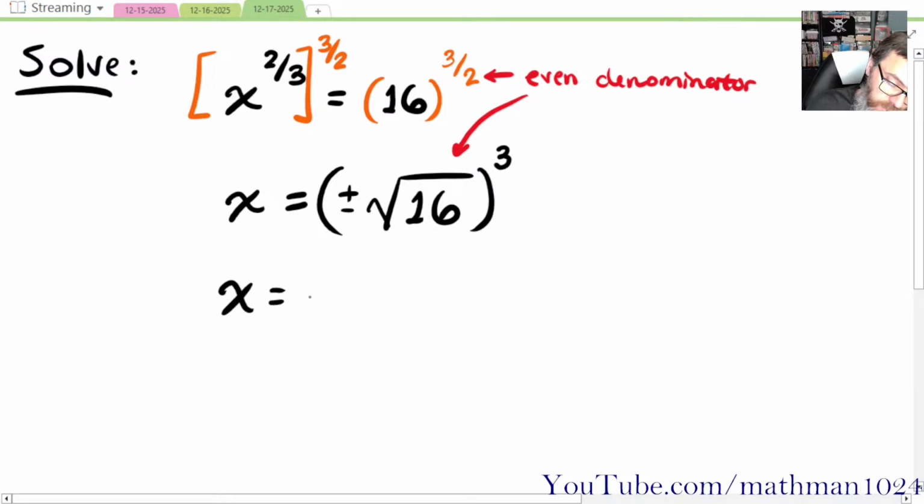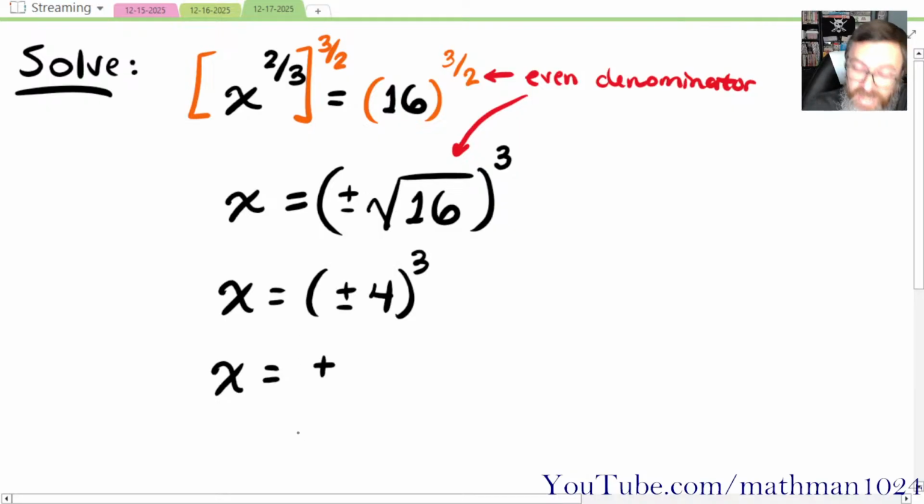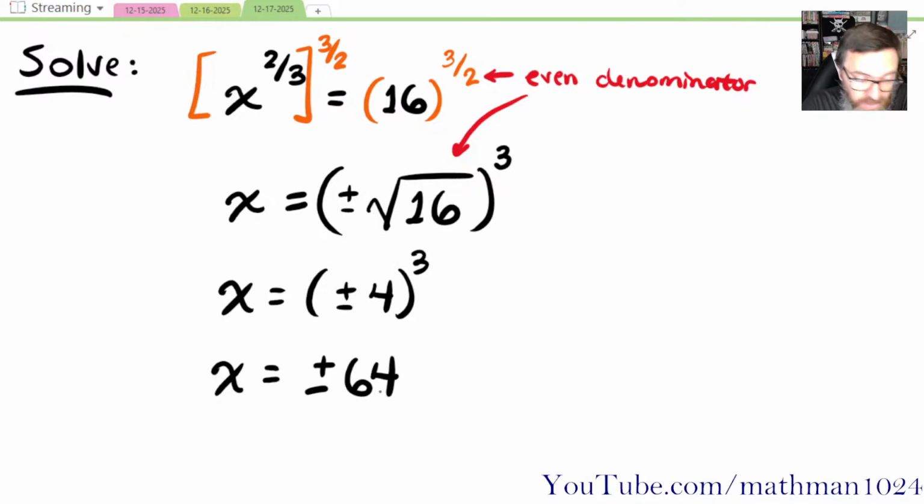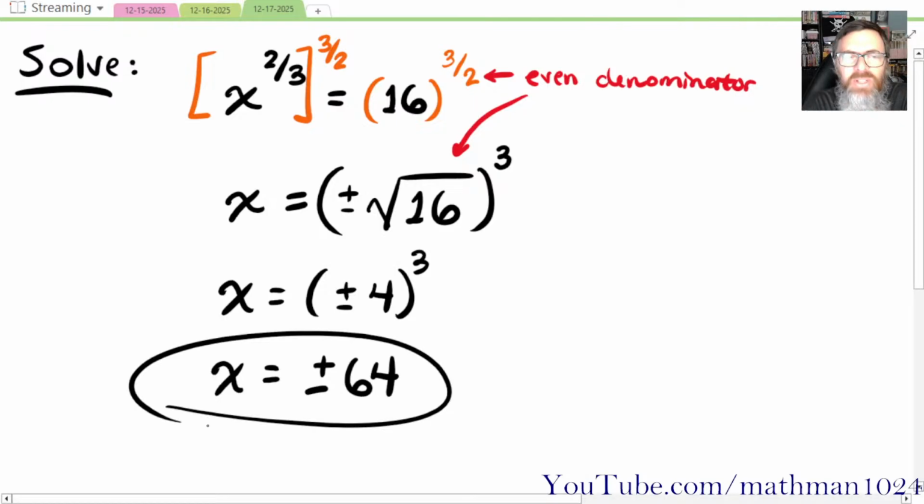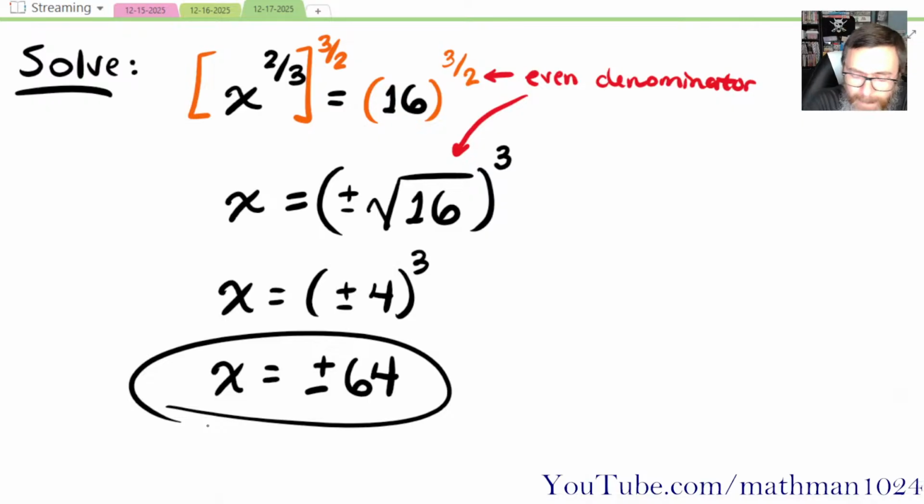So then x is equal to plus or minus the square root of 16, which is 4. And then I cube this. So if I cube a positive, I get a positive. If I cube a negative, I get a negative. So then just worry about doing 4 to the 3rd, which is 64. And you would see that if you chose either of these guys and you check them out, it would work out. Now, strangely enough, I have students that say they check and they say, oh, negative 64 doesn't work.